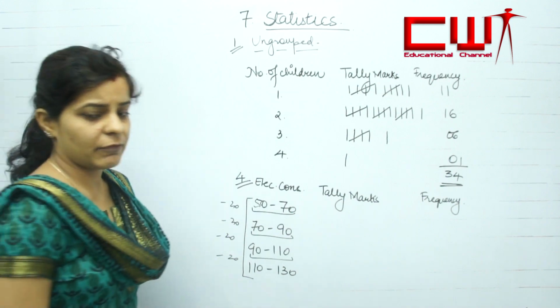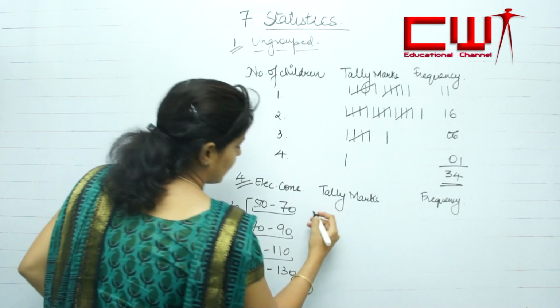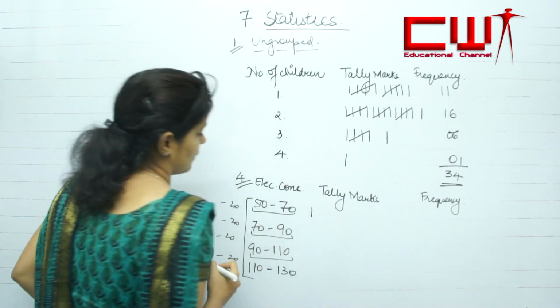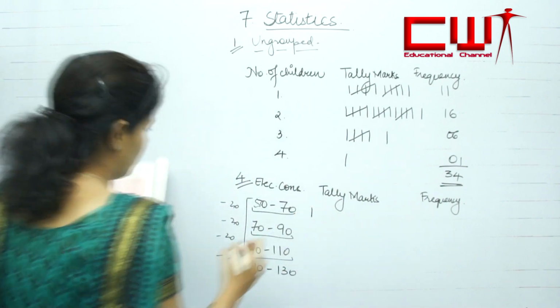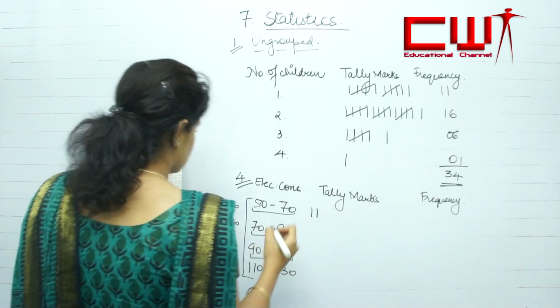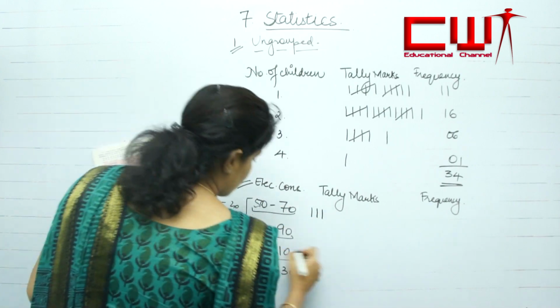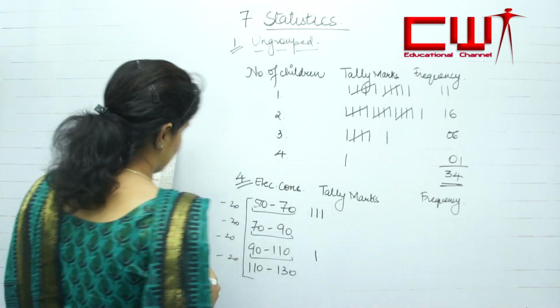What is the first number given to you? 59. Where will 59 come? 59 will come here. So put a tally mark here, right? What is next? 52. Where will 52 come? This one. Then what number is given? 65. 65 will also come here. Then 101. Where will 101 come? Put a line against it.